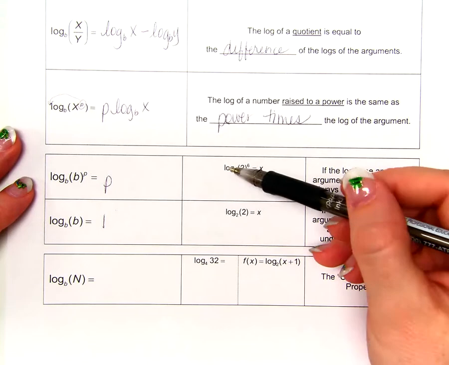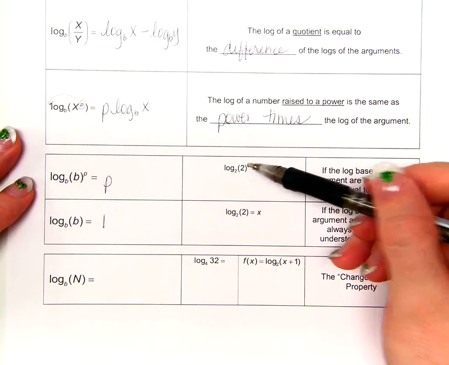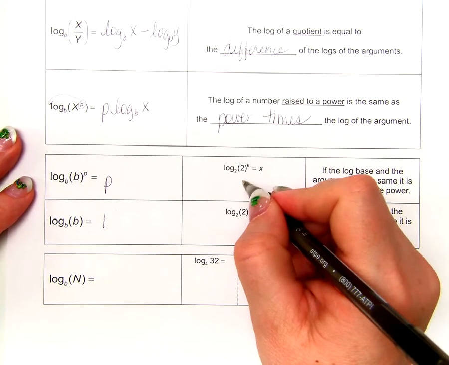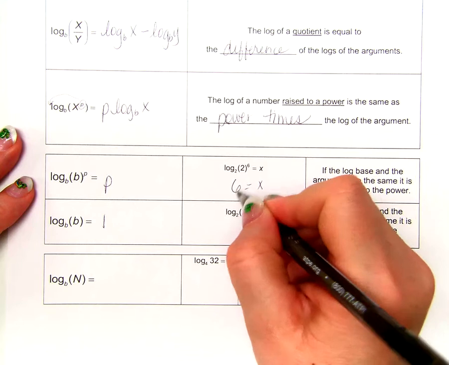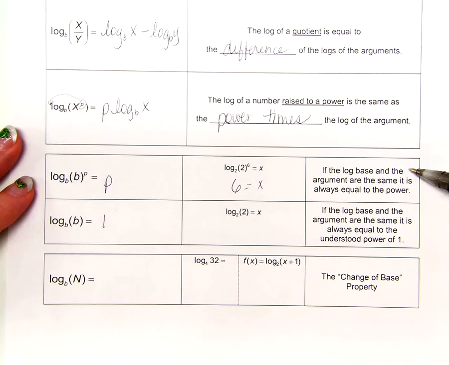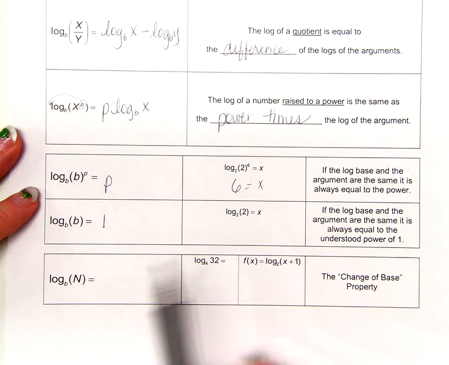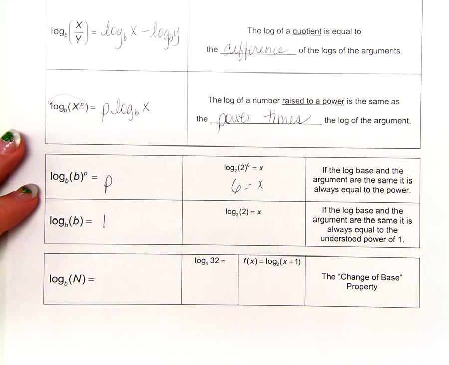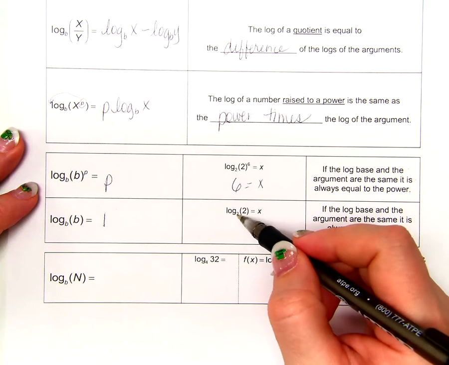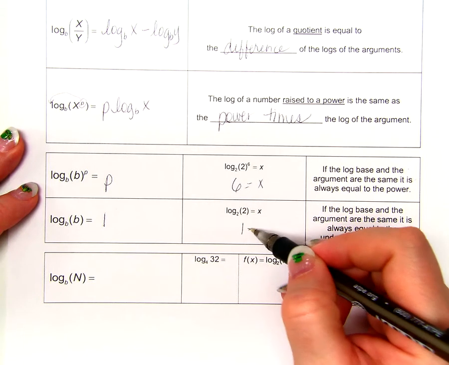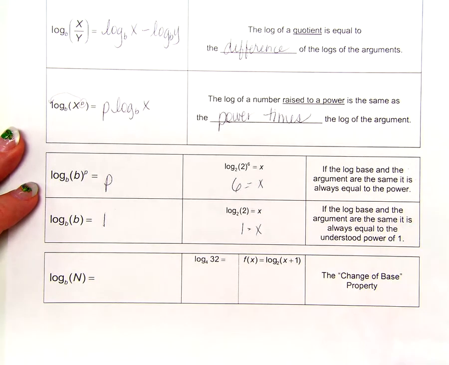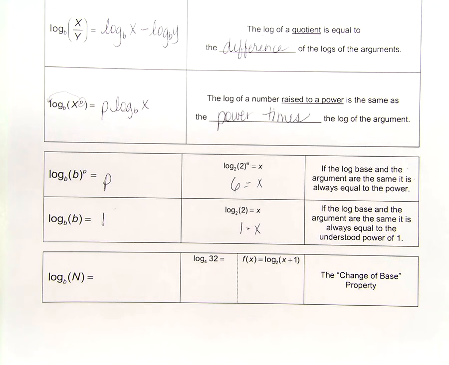Okay? So for an example, if we have log base 2 of 2 to the 6th power, then x equals 6. Okay? If the log base and the argument are the same, it's always equal to the power. Right? It's really the same rule here, isn't it? Okay? Log base 2 of 2 is 1. The base and the argument are the same, so that x value is 1. If the log base and the argument are the same, it's always equal to the understood power of 1.